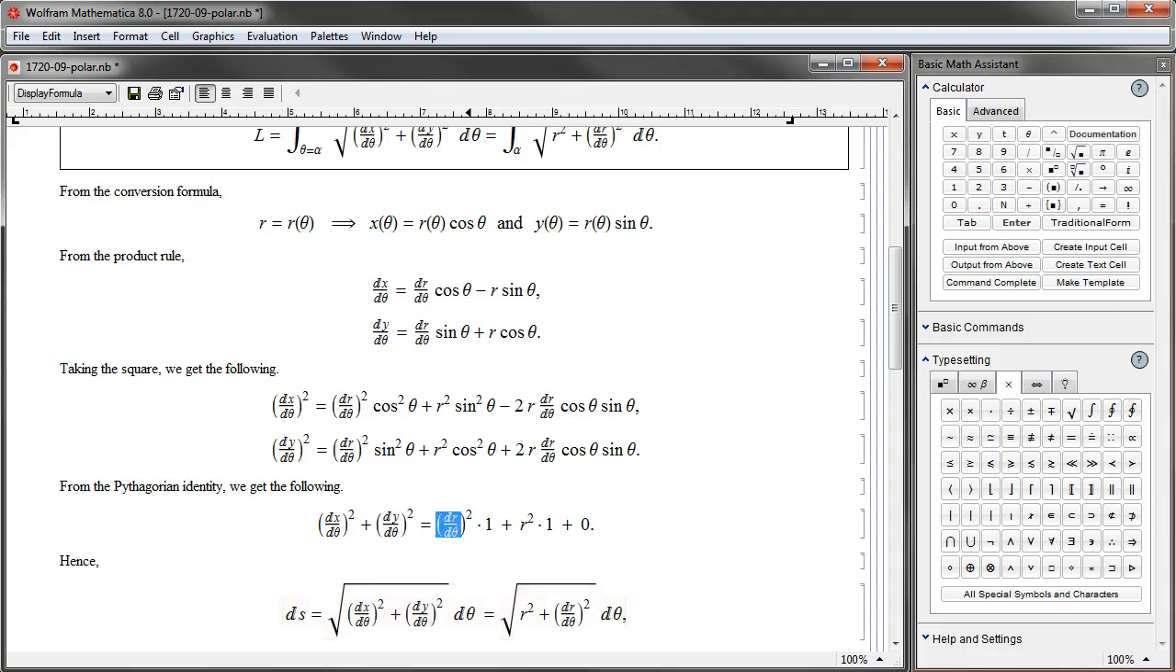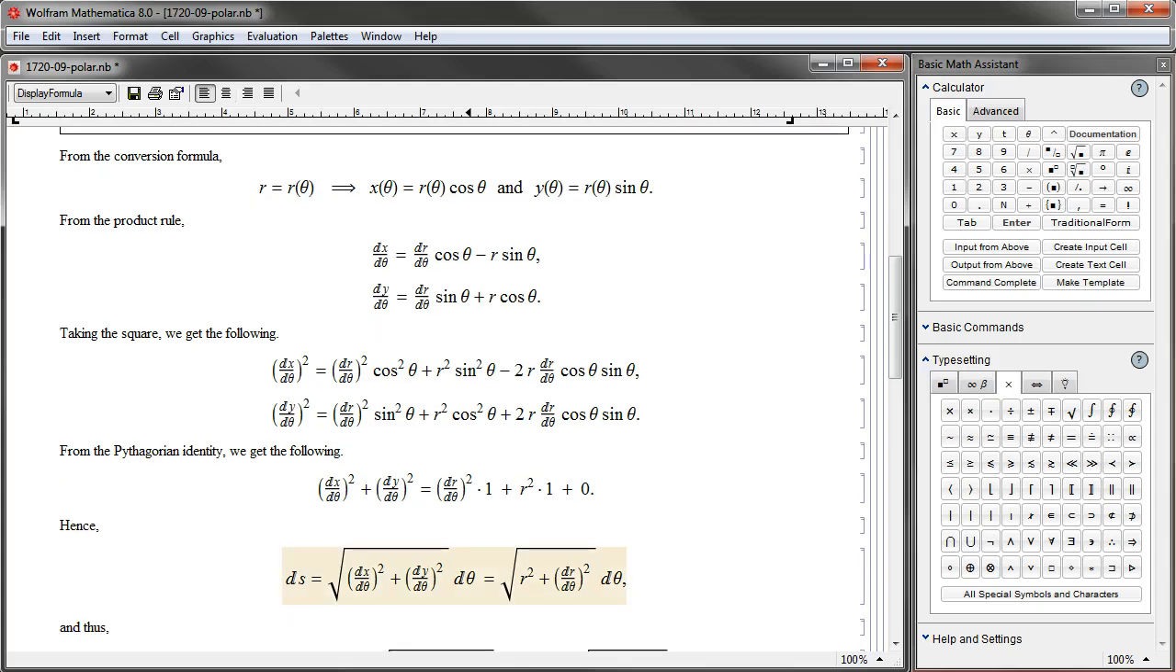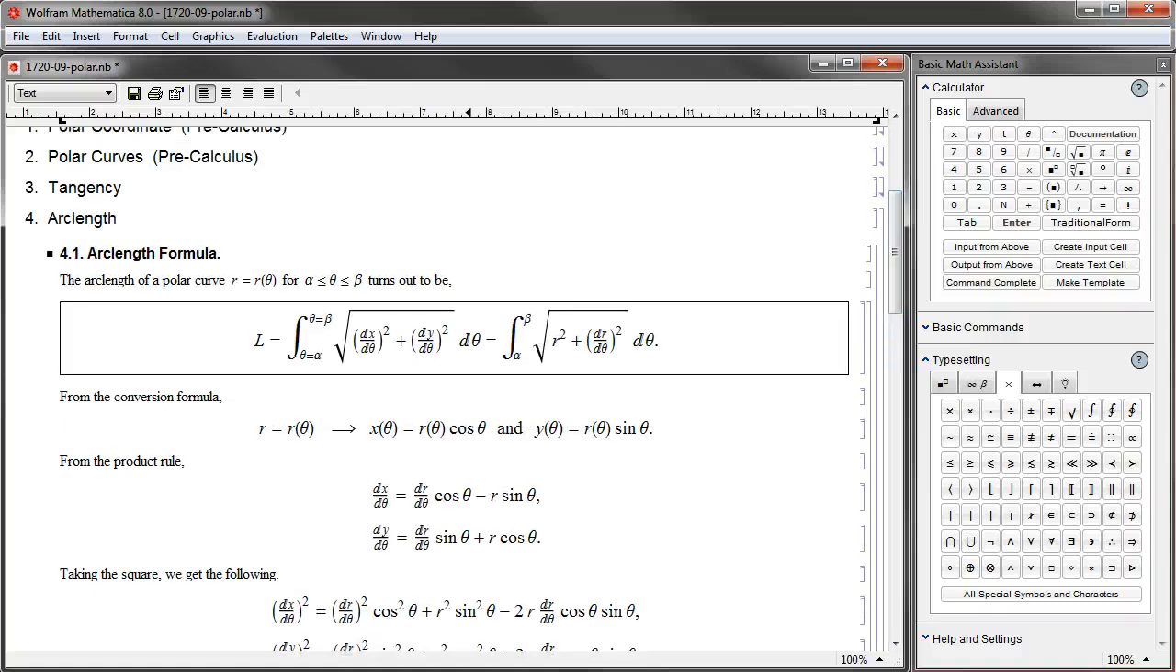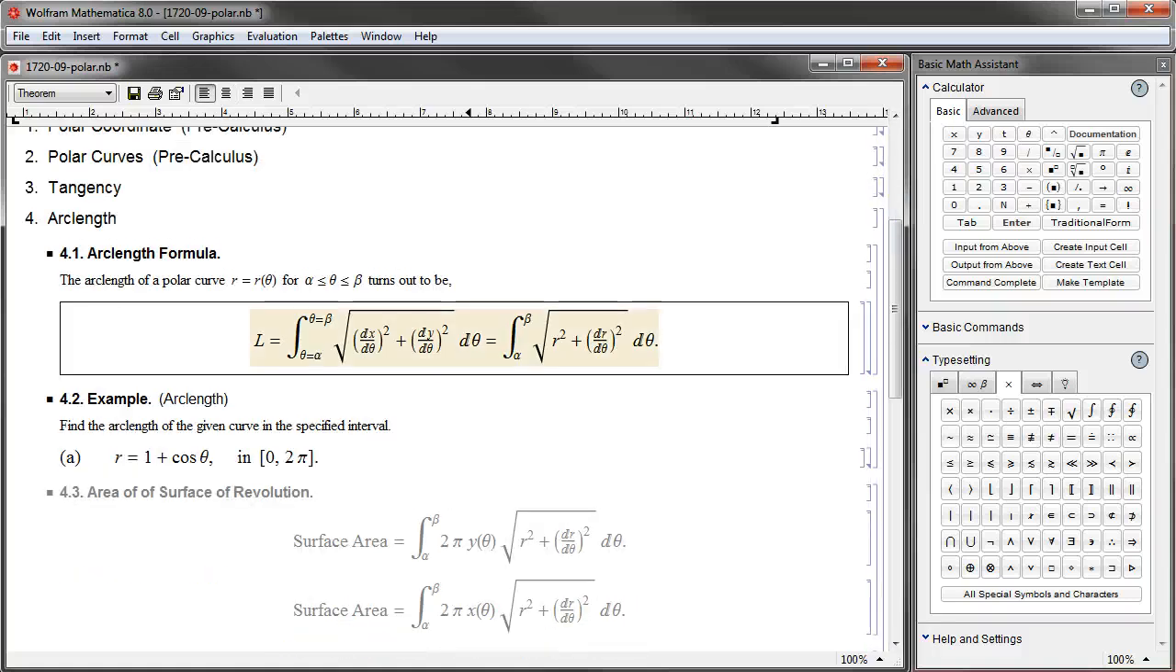So that's r prime squared, and that's r squared. We change the order just a little bit, because that's rather traditional. And that's the ds computation. If you integrate that from theta equals alpha to theta equals beta, we're going to get the arc length formula for polar curves.